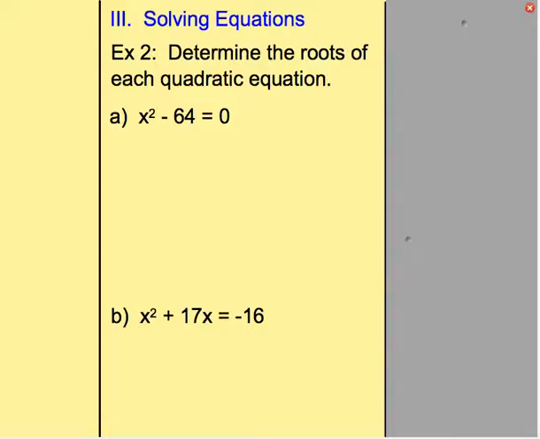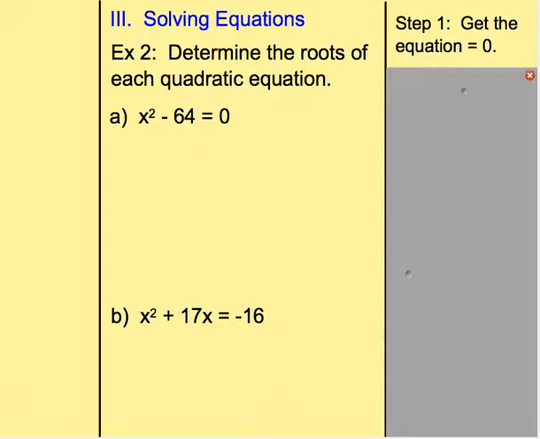So the last piece for this lesson is we're going to solve equations and then write equations, and these should both be pretty quick processes. So our first set of directions is determine the roots of each quadratic equation. The first step is in order for it to be a quadratic equation, it must equal 0.